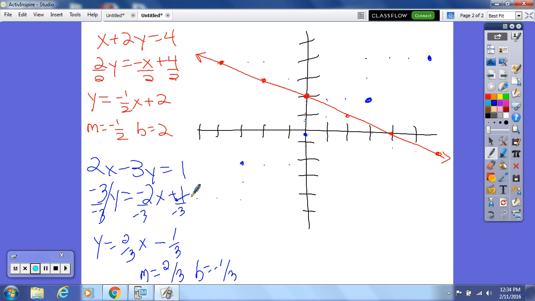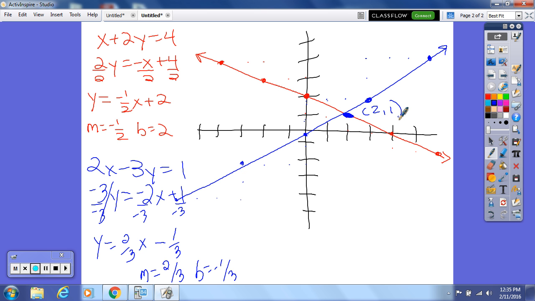Okay. Do you start at the origin? No, the only time you start at the origin is if b is 0. So I started at negative 1/3. Now, looking at this, it probably should have intersected right here at (2, 1) again. That's what I got, but it's a little off. But it was pretty close to (2, 1). Okay.